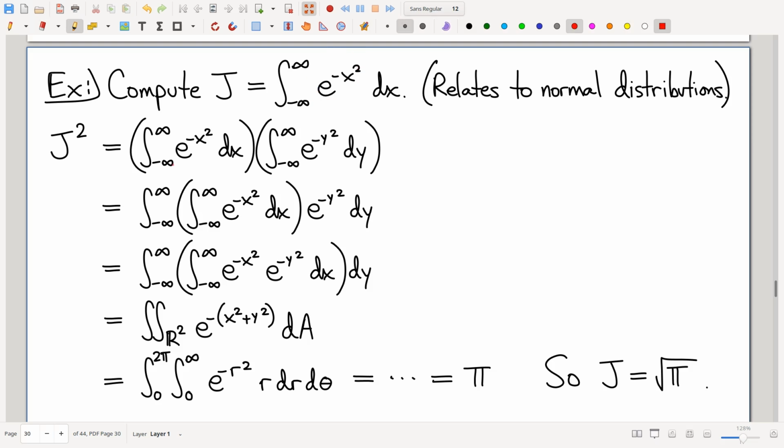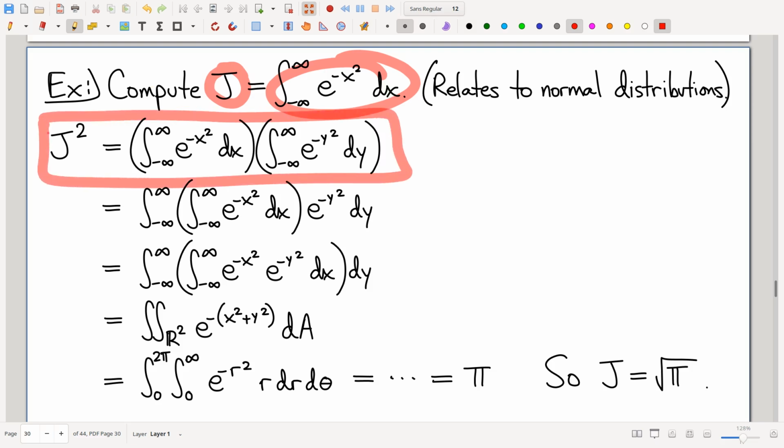This is a slick move. This is one of the cutest tricks that I've seen in analysis. I absolutely did not think of this on my own, and I doubt I ever would have. But here's the slick move. What you do is you take this integral, you give it a name, you call it J, arbitrarily. You multiply it by itself for no particular reason that's apparent yet.